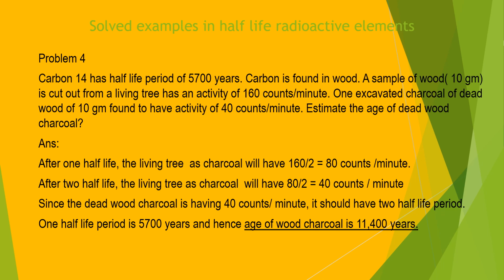So you have to work it out like this. After one half-life, the living tree will have 160 by 2, 80. Now 160 is the counts per minute. That becomes half, that is 80 counts per minute after one half-life. Then the second half-life, it is 40 counts per minute. It becomes half of that. Since the dead wood also has only 40 counts, it has gone through two half-lives. You know, one half-life represents 5,700 years. So for these two half-life periods, the age of the dead wood charcoal will be 11,400 years. Thus, we have found the age of the dead wood.